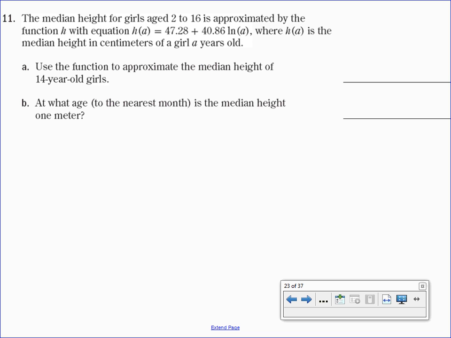So we've got a couple different questions here. We're going to use our model to answer these. And so h of a is the median height in centimeters of a girl aged a years, and it's given by 47.28 plus 40.86 times the natural log of a. Let's approximate the median height of 14-year-old girls. So is 14 going to go in for h or for a, according to this model? Taylor? A. A, so number 11A is just an evaluation, and we can go ahead and plug that in for a. Thank you, let's do that.